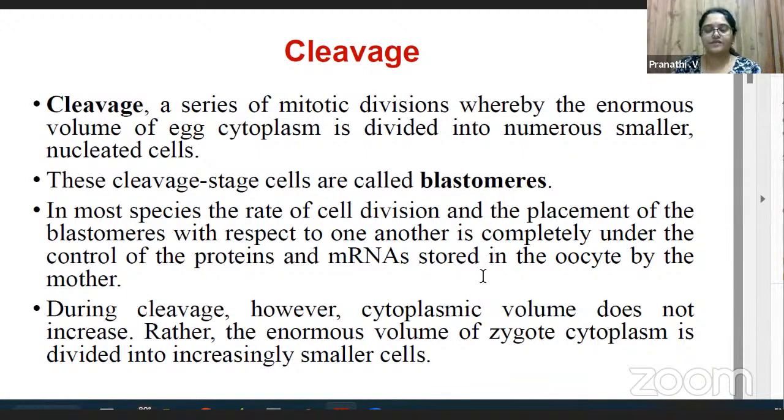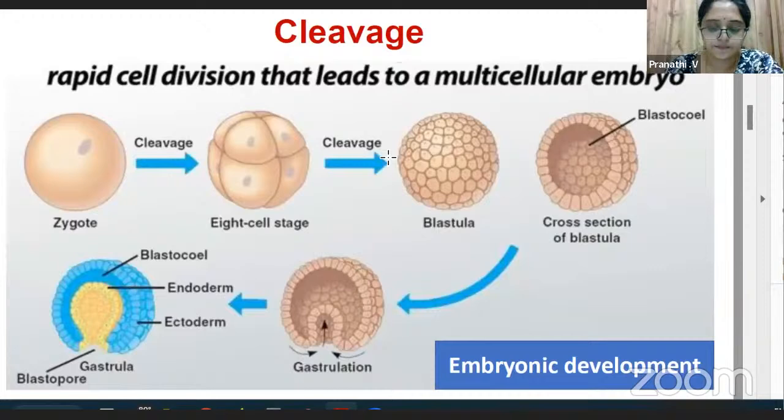The result of cleavage is that a unicellular zygote gives rise to a multicellular body. So there is an increase in the number of cells, and because of this there is a decrease in the size of the cells. So basically what we have to look into when it comes to cleavage is that the fertilized egg is repeatedly dividing.